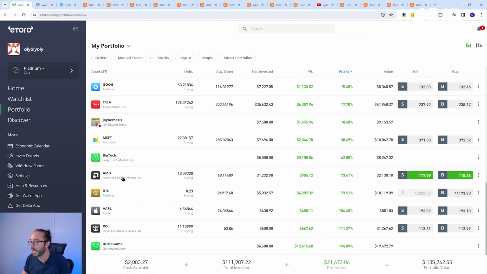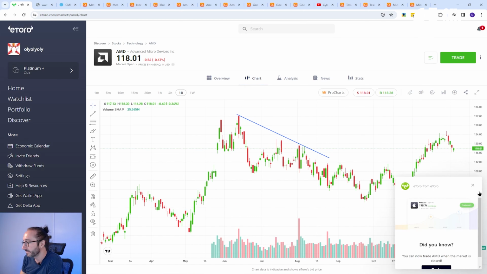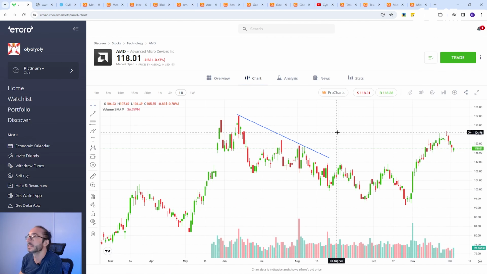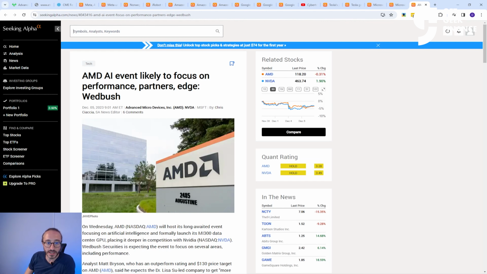Next on my portfolio update, AMD is up 73.4%. This was up in November, but has come back down a little bit since. There wasn't a huge deal of news on AMD this month, but they do have an AI event on Wednesday, which is tomorrow, where they will be formally launching their MI300 data center GPU, which will give them better competition with Nvidia. And AMD said they expect the MI300 to generate more than $2 billion in sales in 2024. For now, this is a hold unless it pulls back quite a bit more.